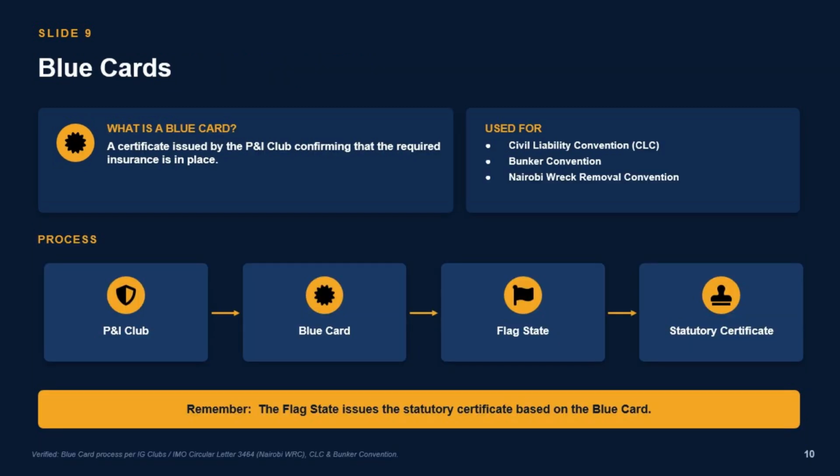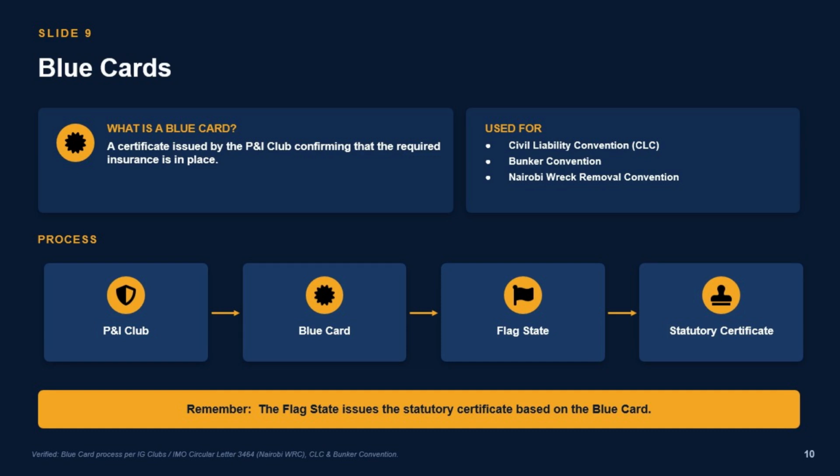Slide 10. Blue cards. Many international conventions require ships to carry evidence that they have adequate insurance for specific liabilities. This is where the blue card becomes important. A blue card is issued by the P&I Club to confirm that the ship has the required insurance cover under the relevant international convention. The blue card itself is sent to the ship's flag administration, which then issues the official statutory certificate that must be carried on board.